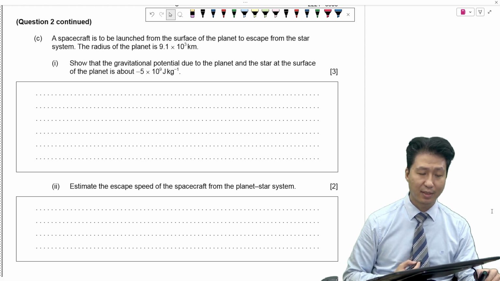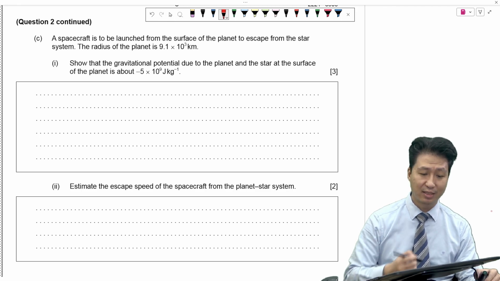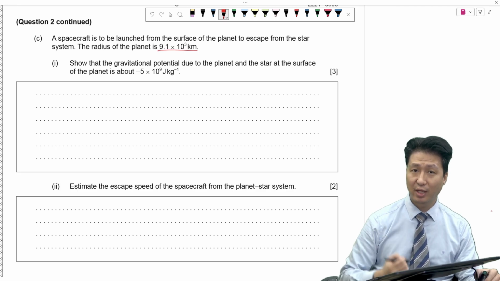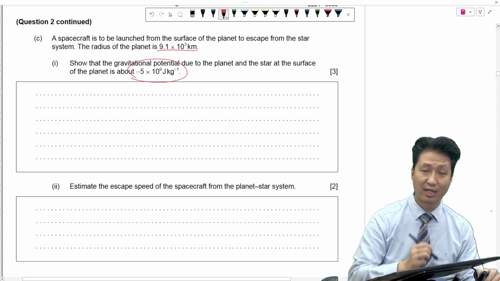In part C, a spacecraft is to be launched from the surface of the planet to escape from the star system. The radius of the planet is 9.1 times 10 to the 3rd kilometers. Show that the gravitational potential due to the planet and the star at the surface of the planet is about -5 times 10 to the 9th joules per kilogram.